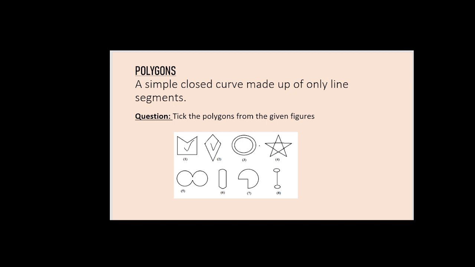Now the third one. The third one is not a curve, hence not a polygon. Fourth, shape of a star. Lines are intersecting, that means not simple, hence not a polygon. Then figures 5, 6, 7, curved lines you can see, so not a polygon. Now the eighth one is not a closed curve, hence not a polygon.